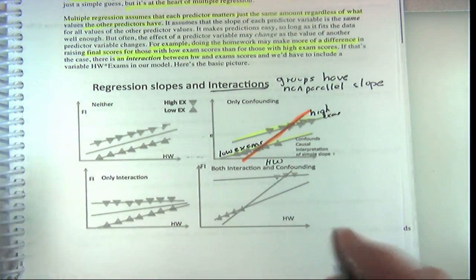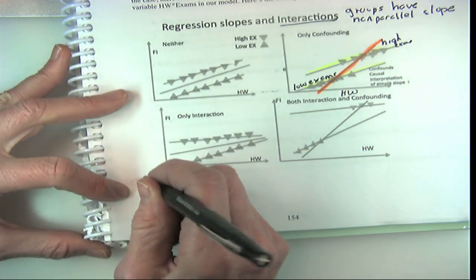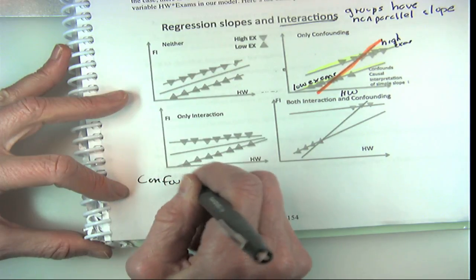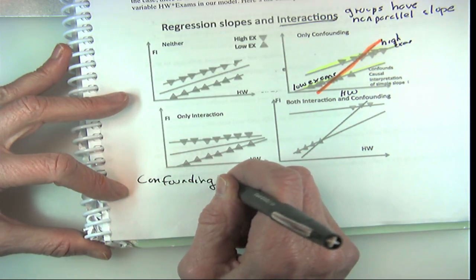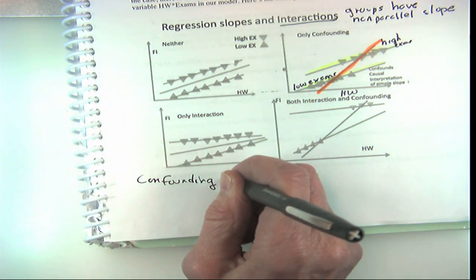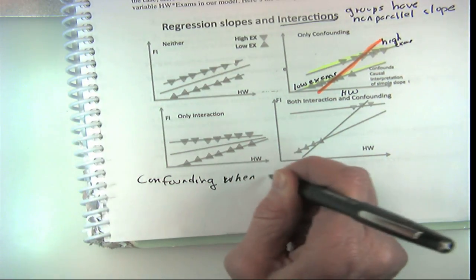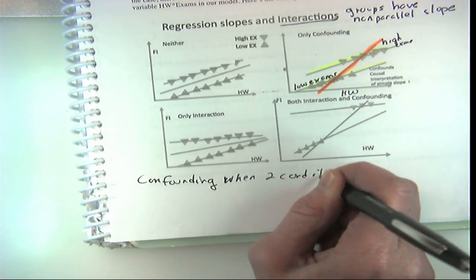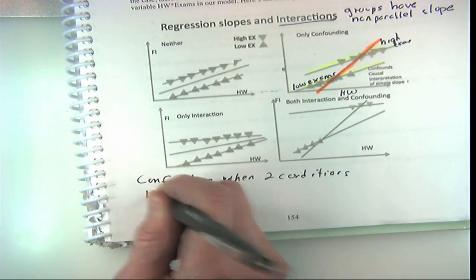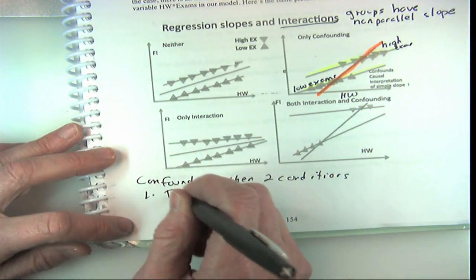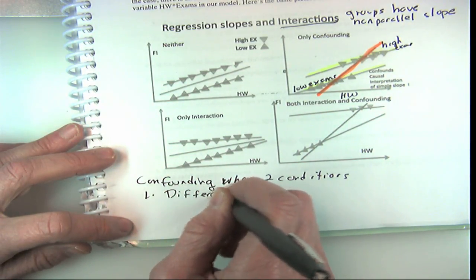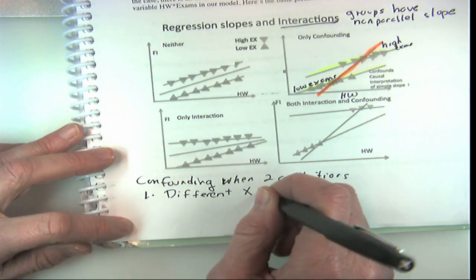Here, remember what confounding is. Confounding depends on two things. There's confounding when you have these two conditions. And the first one is different x's, different x averages, for the two groups.